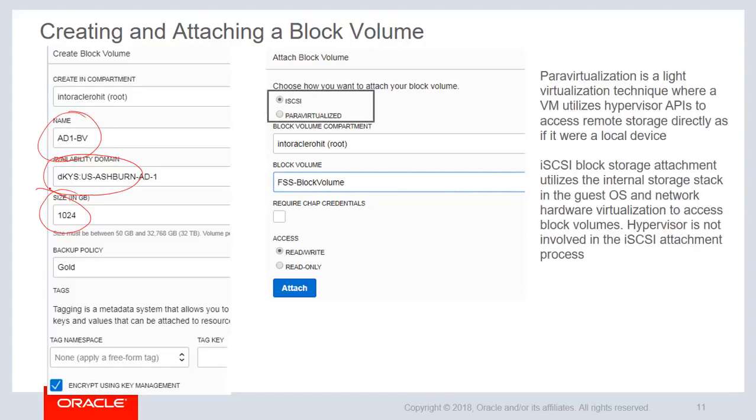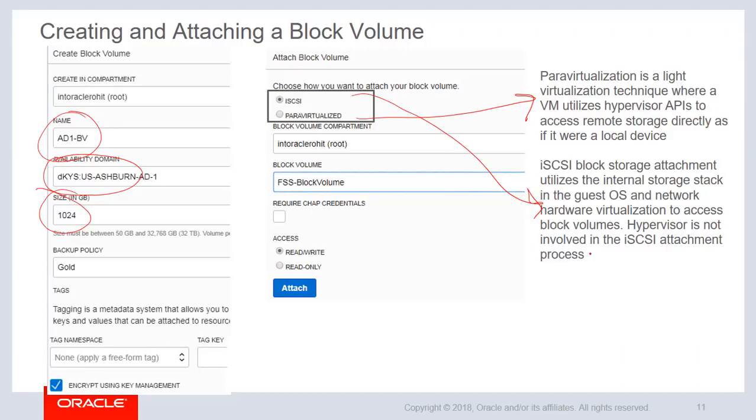There are two mechanisms which you could use to attach your block volume. The first is called paravirtualized. Paravirtualization is a light virtualization technique where a virtual machine utilizes hypervisor APIs to access remote storage directly as if it were a local device, and we'll look into this in the demo. The other option is iSCSI, and iSCSI block storage attachment utilizes the internal storage stack in the guest OS and network hardware virtualization to access block volumes. In this case, the hypervisor is not involved when you work with the iSCSI attachment.